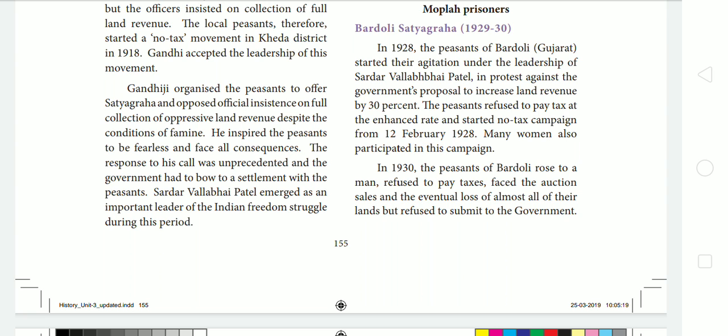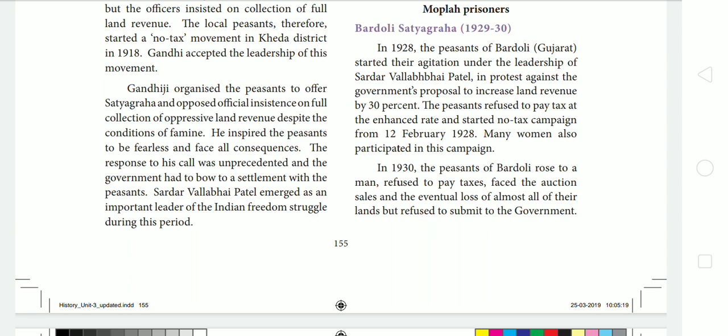So the peasants refused to pay the tax and they started a no tax campaign, that is, not to pay tax to the British government. In this Satyagraha, many women also participated. In 1930, the peasants of Bardoli rose to a man, refused to pay taxes, faced the action, sales and eventually loss of almost all their lands, but refused to submit to the government.